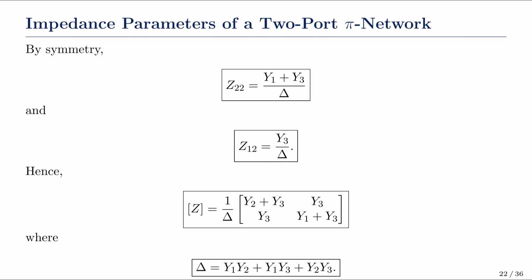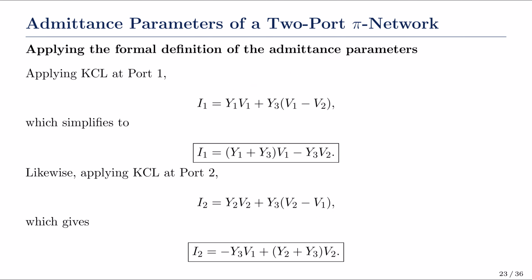We now derive the admittance matrix directly from Kirchhoff's current law. The admittance matrix follows naturally from nodal analysis. Applying Kirchhoff's current law at each port gives two linear equations relating the currents and voltages. Rearranging these equations reveals the coefficients of the admittance matrix directly.